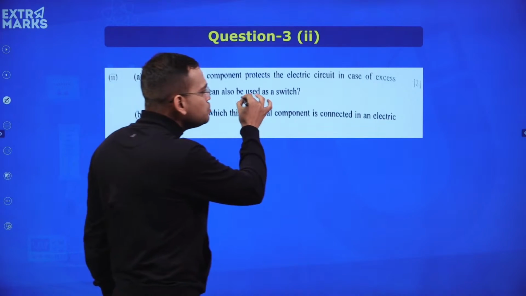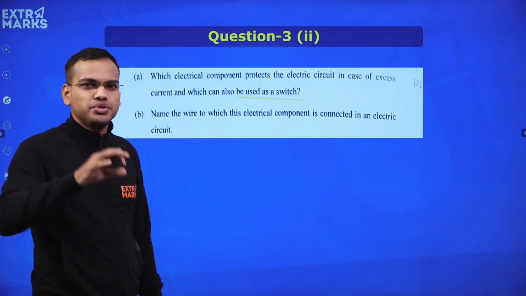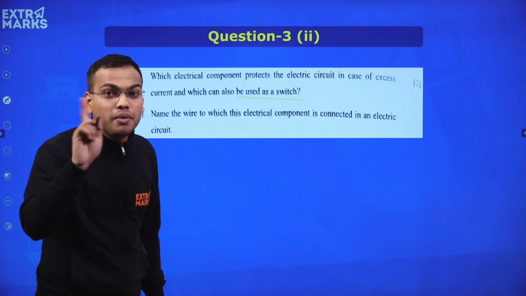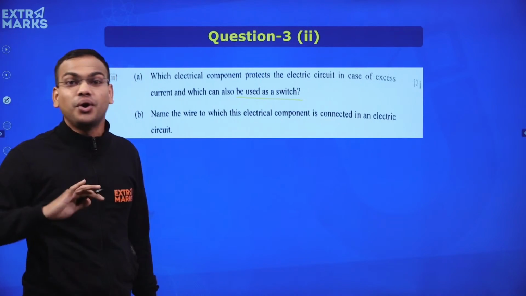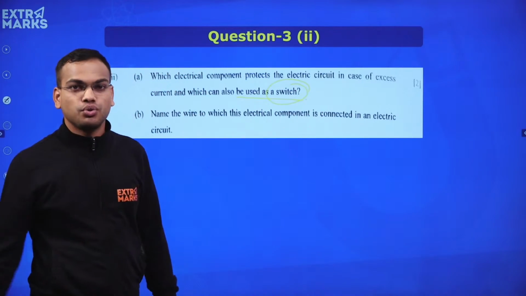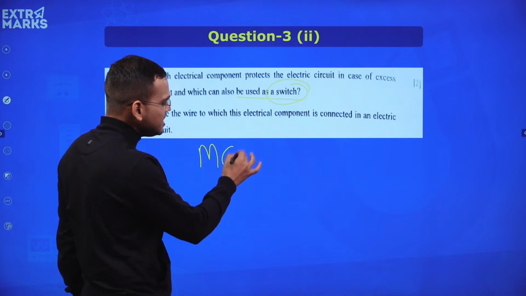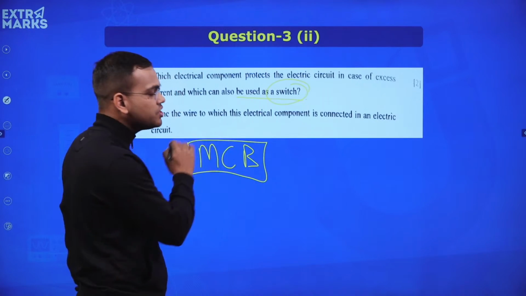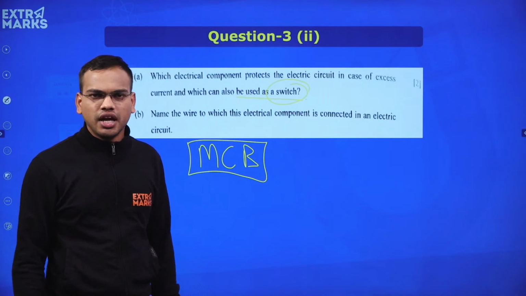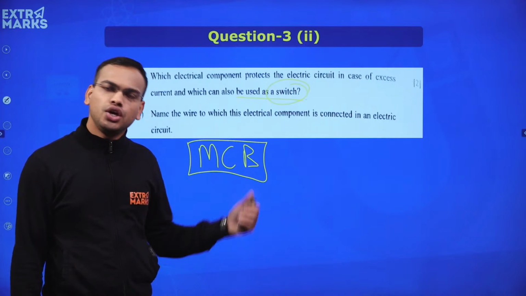But that is a safety device. Can this be used as a switch? Once the fuse is blown, can you use it again? No, we have to replace the wire, then only you can use it again. It cannot be used as a switch, you cannot turn it off, turn it on. There is another device which can be used as a switch. What is that name? Anyone? MCB, the miniature circuit breaker. You all have seen, nowadays MCBs are mostly used. Fuses are very rarely used. Nowadays all the connections are using MCB.